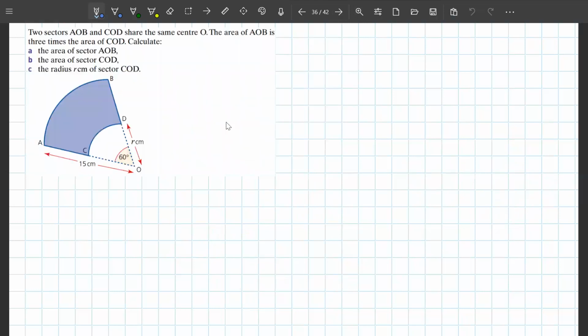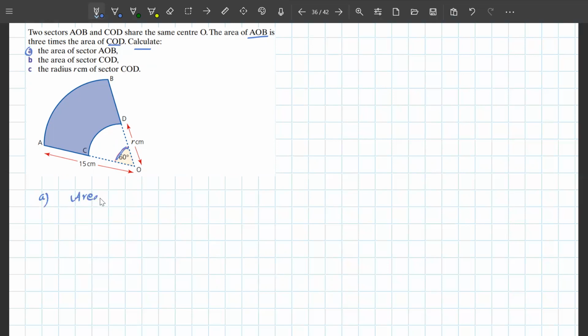We try one more. Here we have two sectors, AOB and COD. The two sectors share the same center O, as you can see here, and the angle is given, which is 60. The area of AOB is 3 times the area of COD. Calculate the first part, the area of sector AOB.